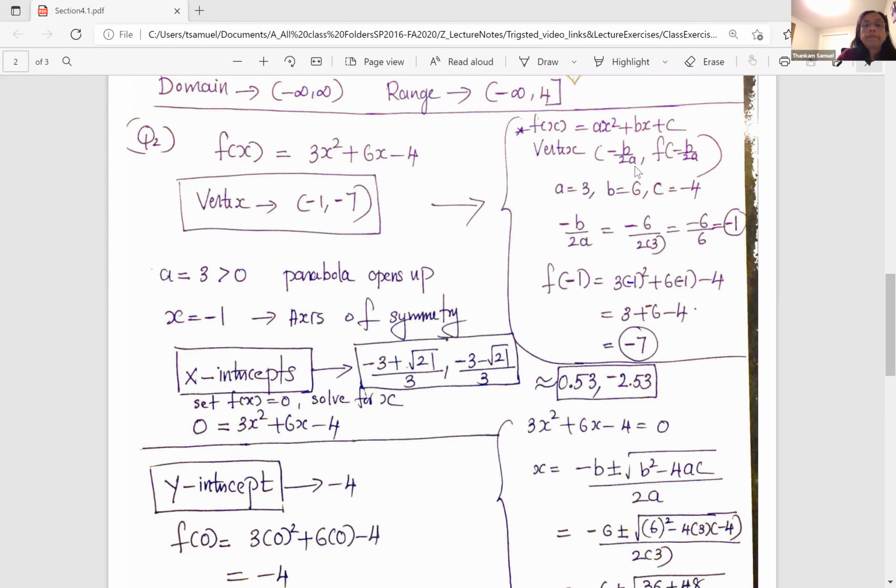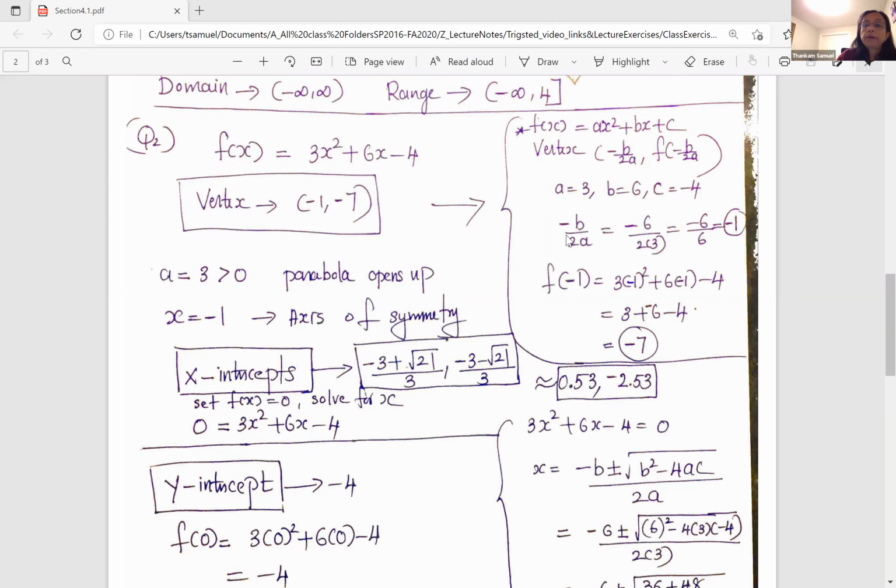And we know that a is the coefficient of the x squared term and b is the coefficient of x. So in this case, a equals 3 and b equals 6. And also you can see that c is -4. So we need only a and b values.